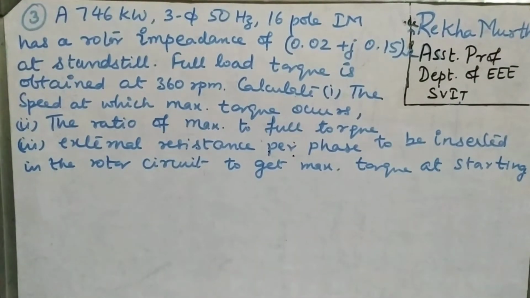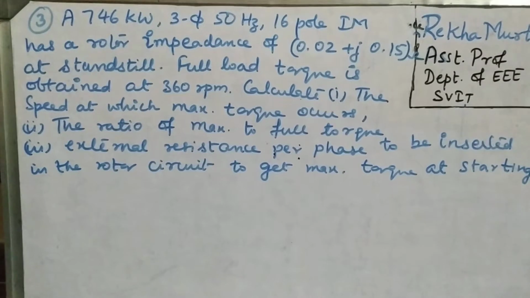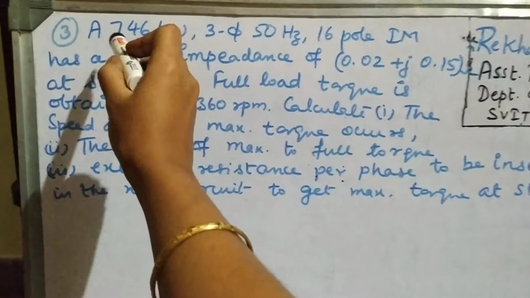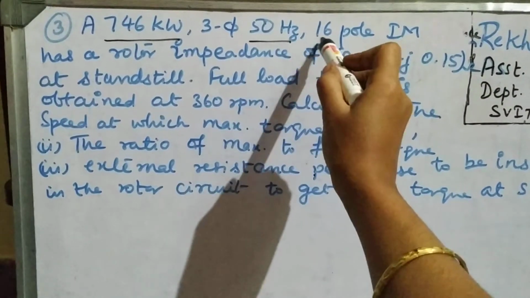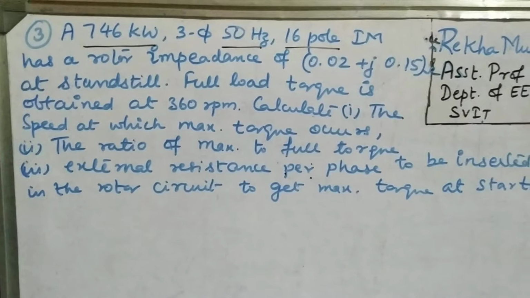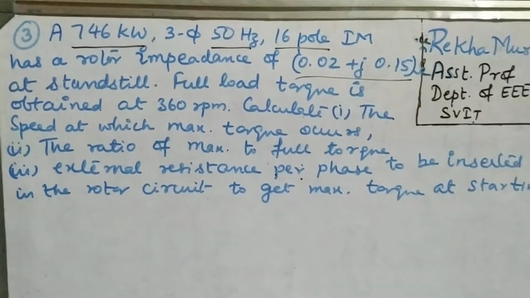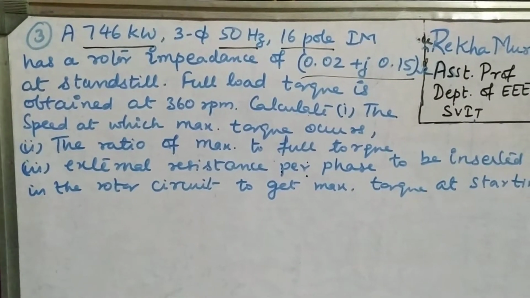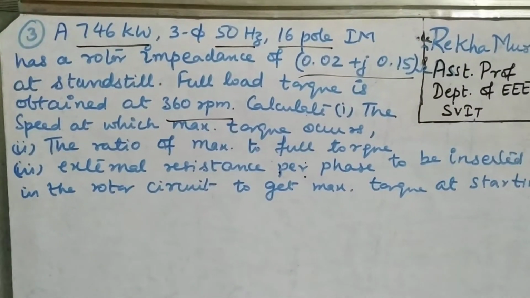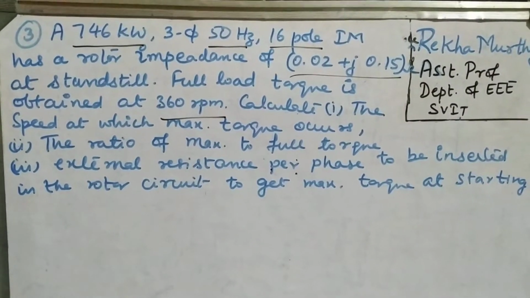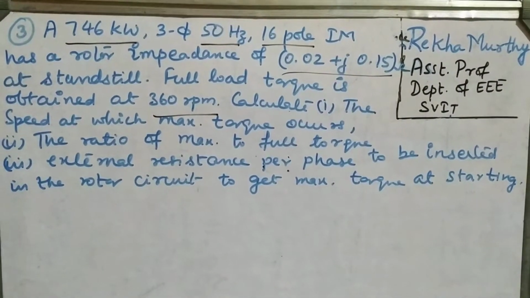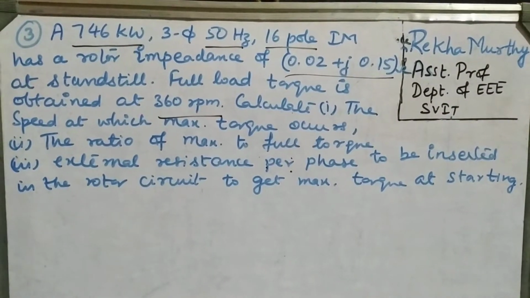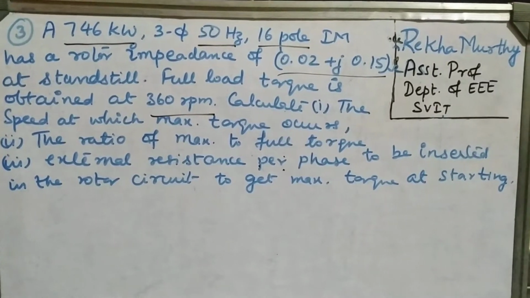Today I'm here to discuss the problem on torque equation of a three-phase induction motor. The problem statement is: a 746 kilowatt, three-phase, 50 Hz, 16 pole motor has a rotor impedance of 0.02 plus j0.15 ohm at standstill. Full load torque is obtained at 360 rpm. Calculate the speed at which the maximum torque occurs. That is sub-question 1. Sub-question 2, the ratio of maximum to full load torque. Sub-question 3, the external resistance per phase to be inserted in the rotor circuit to get maximum torque at starting.